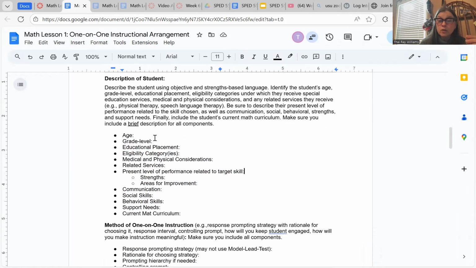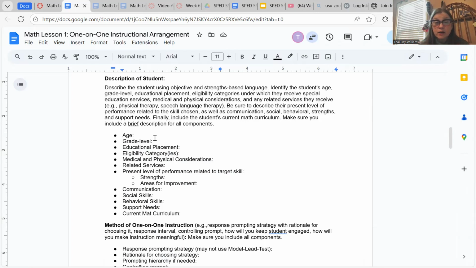But what I want to know, because this is important, a lot of this information is important for your planning, but it's also important for me to get an overall view of the student you're working with. So what is the student's age, their grade level, their educational placement? Are they in a separate setting? Are they in a resource class, an extended resource class, full inclusion, etc.? What are their eligibility category or categories? The category under which they receive special education services.